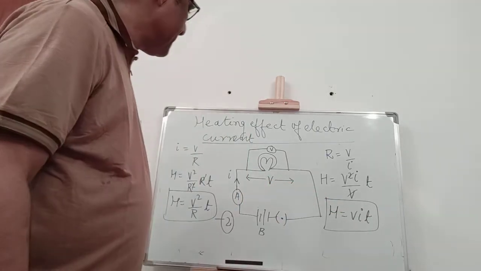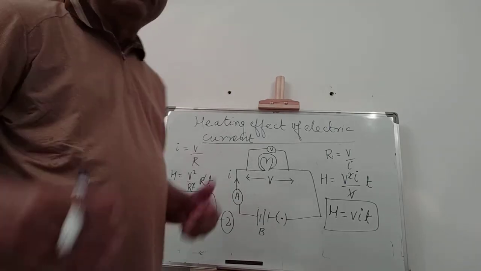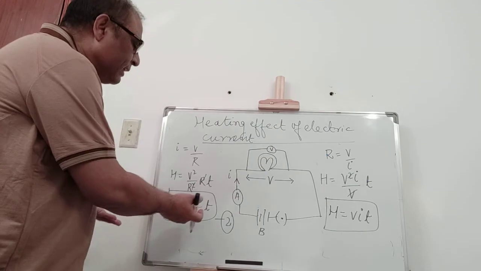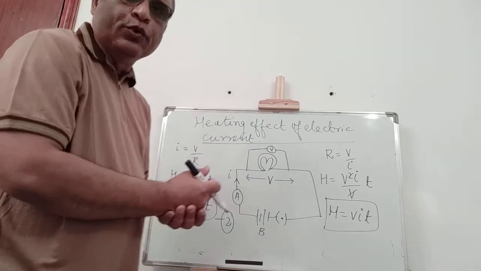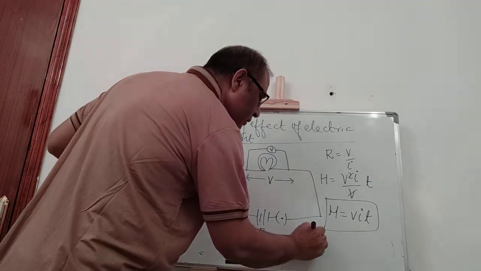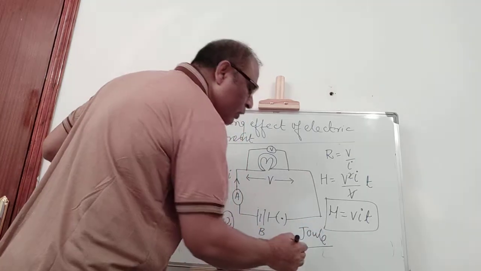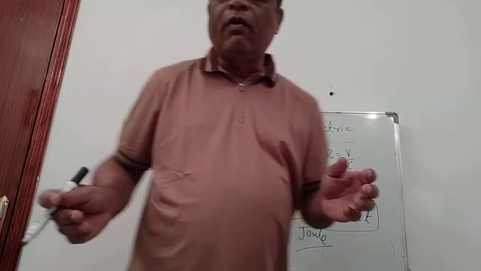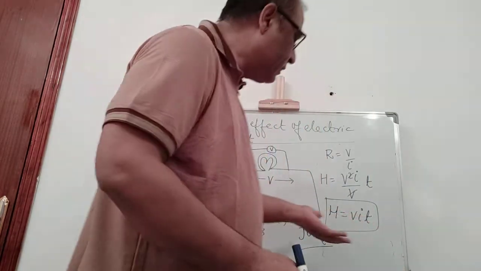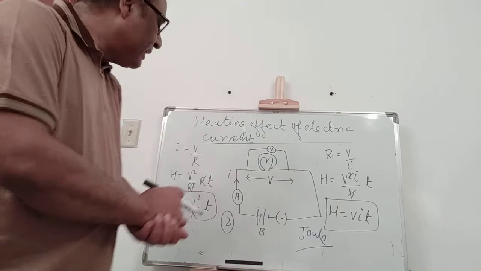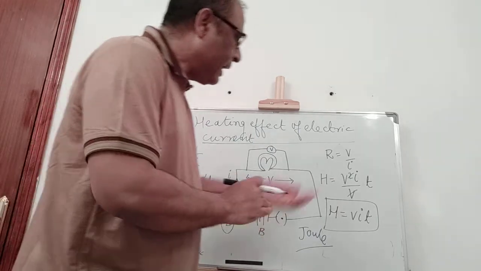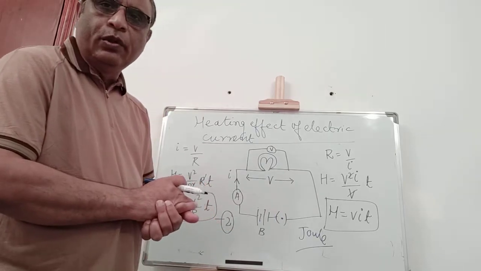Now we are going to discuss power, and one thing is very clear, that the SI unit of heat energy is joule. You can calculate in joule, the SI unit of heat, because heat is nothing but a form of energy, and energy and work have the same unit, that is the joule. So you can say that the SI unit of energy is joule.